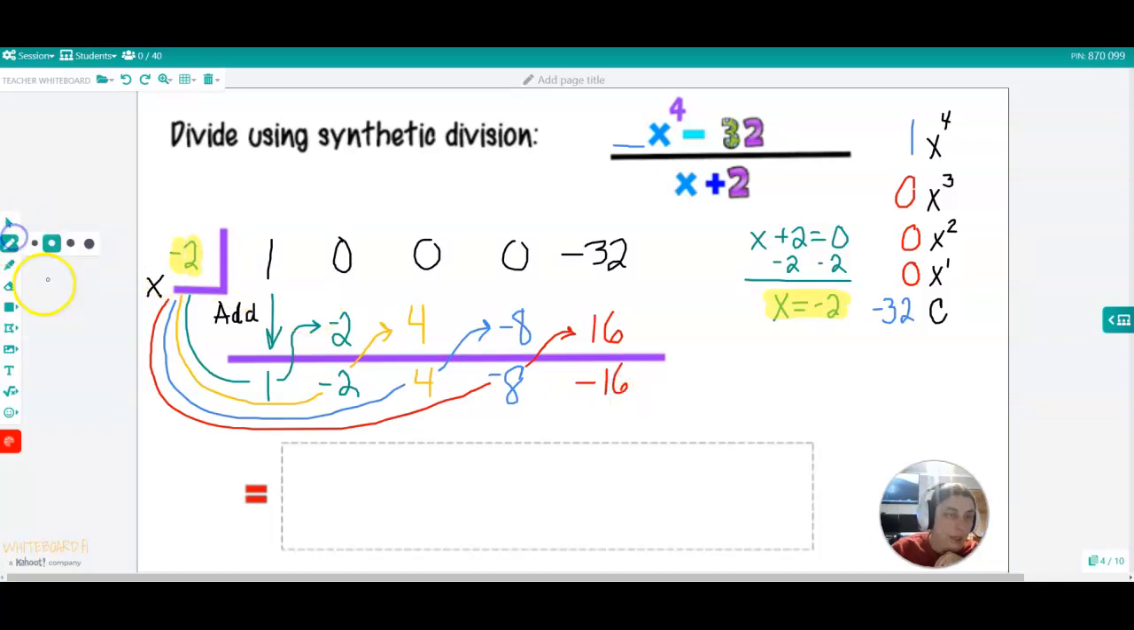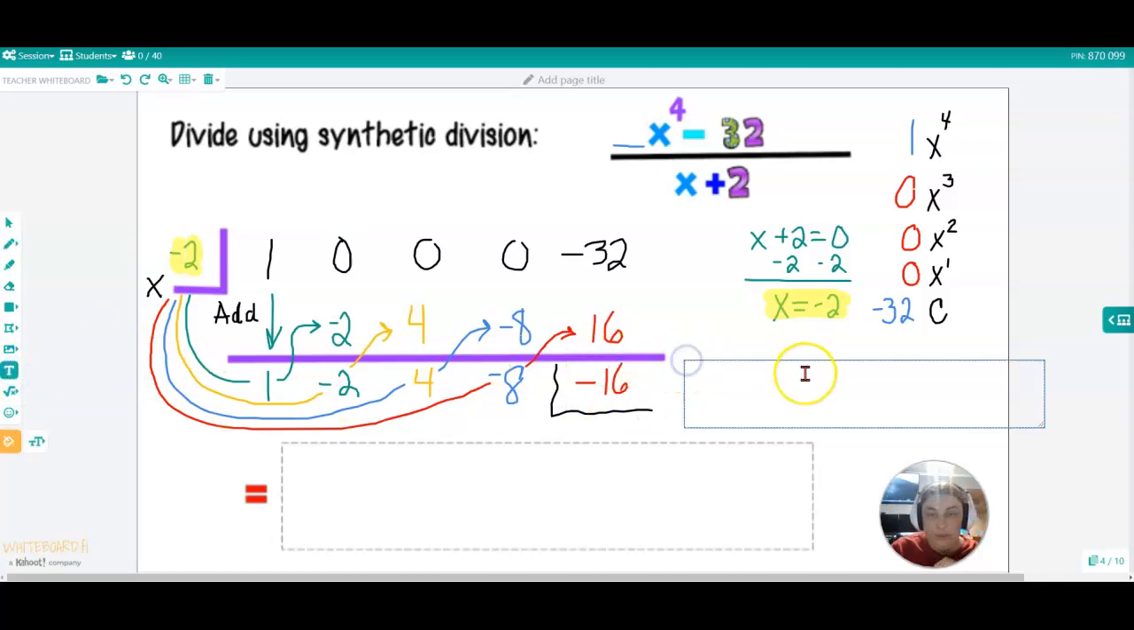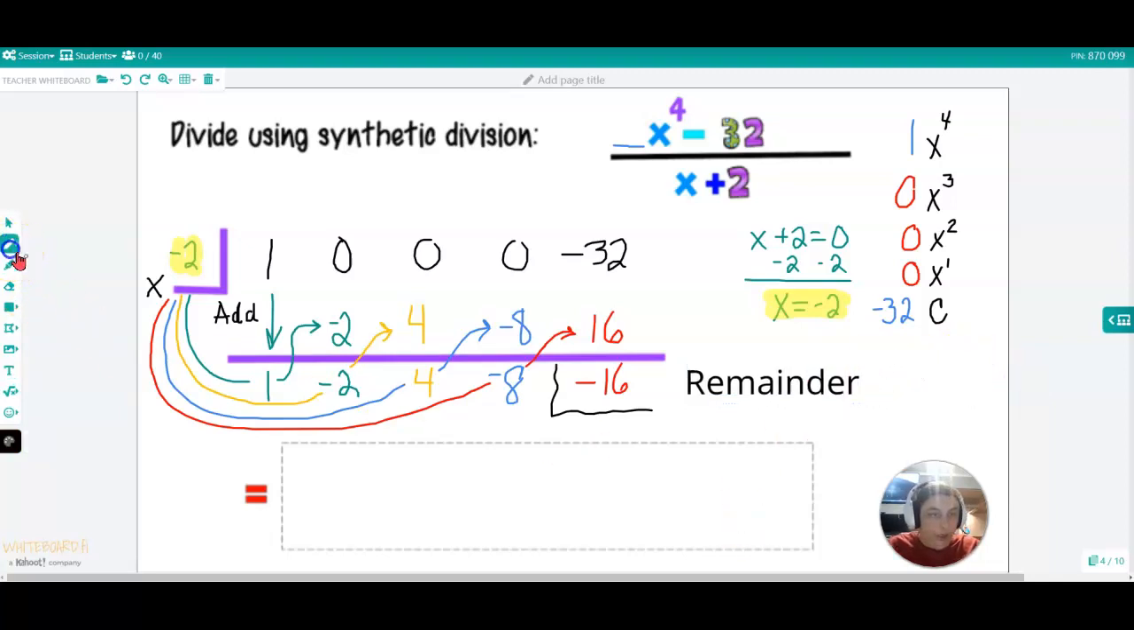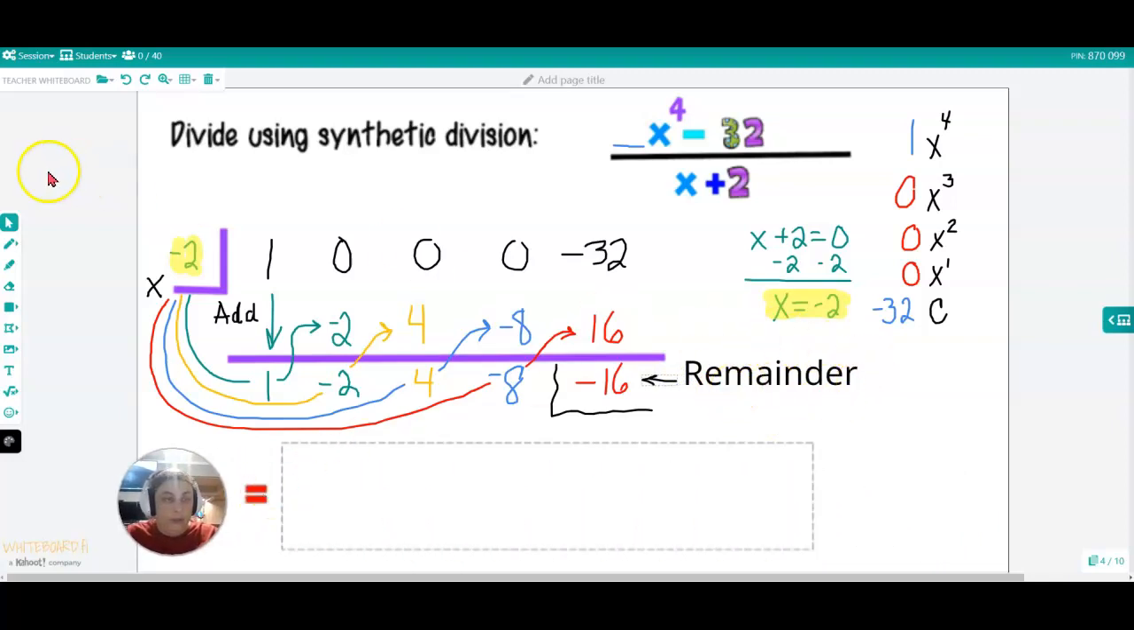Now we talked in class about that last number being the remainder. Always. This last number is always the remainder. Every time. If it's 0, then you have nothing left over, which means that what you started with is a solution. So, how do we write the remainder? That's the next part.